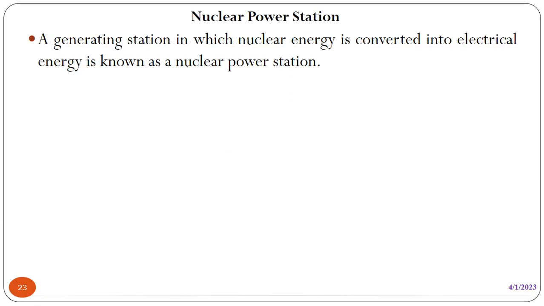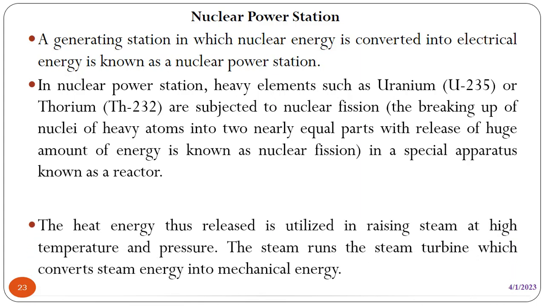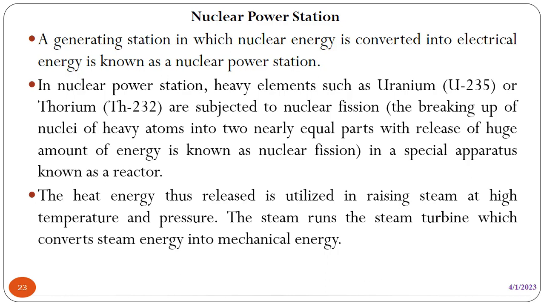The next power station is nuclear power station. A generating station in which nuclear energy is converted into electrical energy is known as a nuclear power station. In a nuclear power station, heavy elements such as uranium or thorium are subjected to nuclear fission, the breakup of the nuclei of a heavy atom into two nearly equal parts, which releases a huge amount of energy, in a special apparatus known as a reactor. The heat energy thus released is utilized in raising steam at a high temperature and pressure. The steam runs the steam turbine, which converts steam energy into mechanical energy.